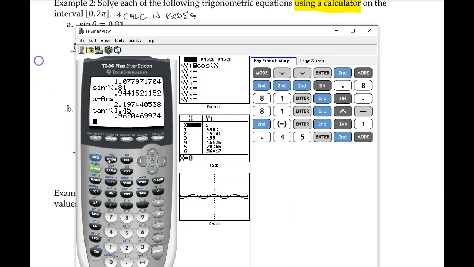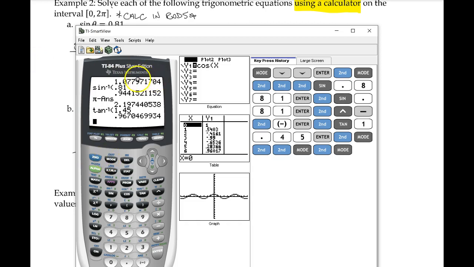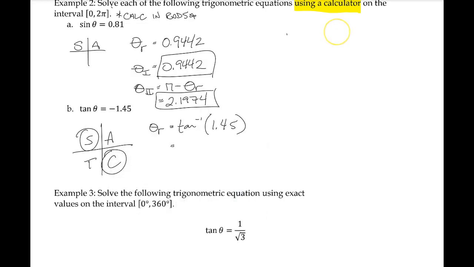And again, you can always check by going into mode if you're using a graphing calculator. Check that it's in radians. If you're using a regular calculator, it should say somewhere up along the top of your screen rad to make sure you're in radians. So 0.9670 is my reference angle.